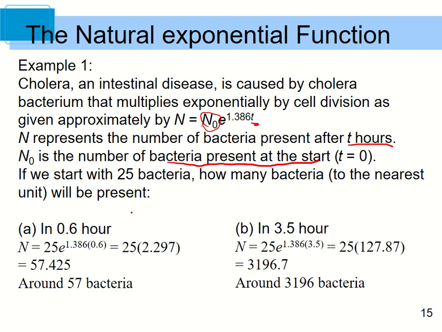Okay, 0.6 hours. How many minutes is 0.6 hours? Times 60 minutes, so this is about 36 minutes, right? So after 36 minutes, this is the number of bacteria. Now after 3.5 hours, we substitute 3.5 into t, and it's 3196.7, so it's about 3196 bacteria. So this example shows us how to use the natural exponential function in some biological calculation.